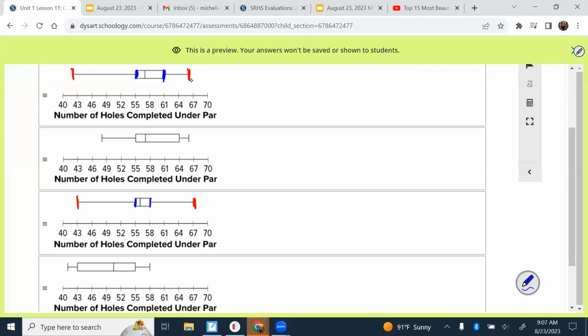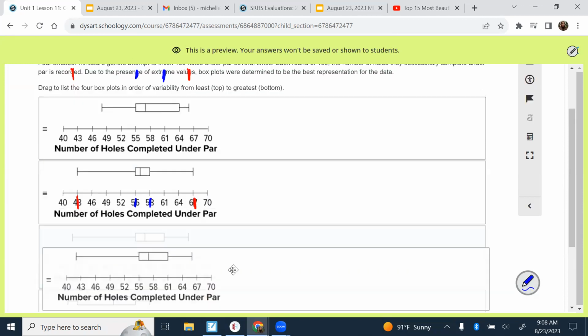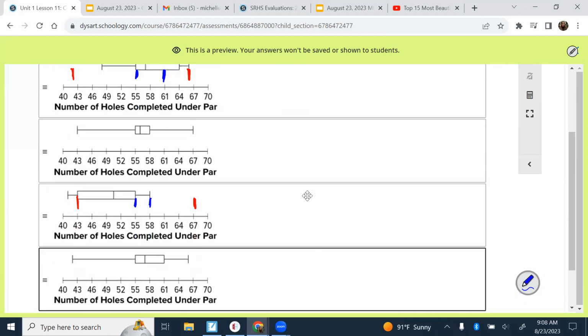The smaller the box, the less spread out it is, right? Because that's 50% of the data. If it's mushed together, that means that 50% of the data is closer together. So between the two that I colored, which one is more spread out, the top or the bottom? So I should drag that one all the way down, because it wants the most variability at the bottom. So I'm going to drag it all the way down.